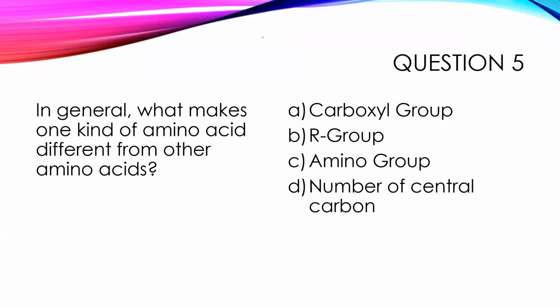Okay, I'm just gonna tell you the answer for this one. We're again running tight on time. In general, what makes one kind of amino acid different from another amino acid? So we talk about the general structure of the amino acid. There's the amino group, there is the carboxyl group on one side, and then there is the R group. Okay, so the R group is what distinguishes one amino acid from another. There are 20 different types of R groups, and that gives the amino acid its property.